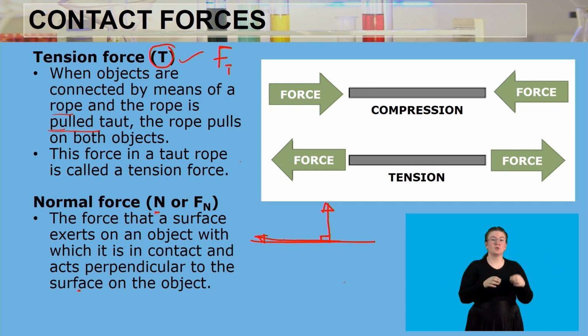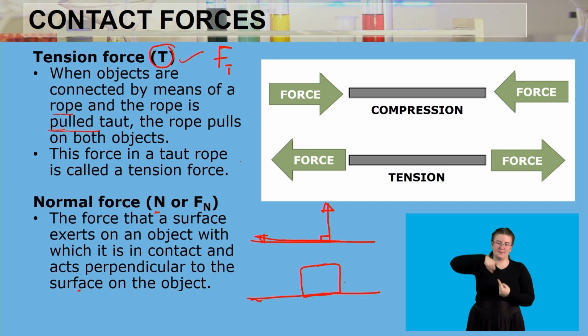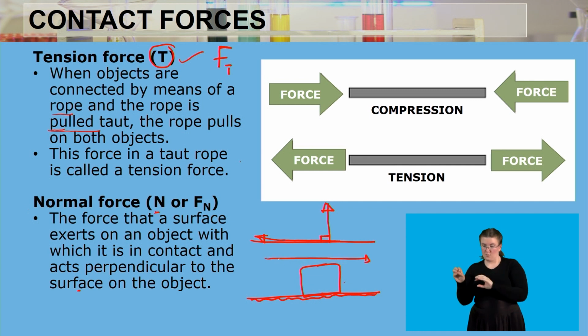So if we have a surface and an object, this surface is going to exert a frictional force onto the object if the object is going either to the right or to the left. Remember, if the object is going to the right, then the frictional force is going to the left-hand side. It is always going to be opposing the motion. That frictional force is exerted parallel to the surface. Now, the very same surface is going to exert a normal force, and that normal force is going to be perpendicular to the surface. That's either going to be upwards.